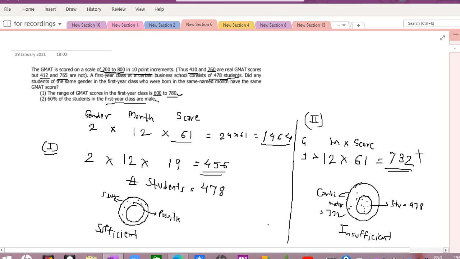So the first statement alone is sufficient, while the second statement alone is insufficient. So the option that you are going to mark is A. The first option you are going to mark as your answer. I hope this helped. Thank you.